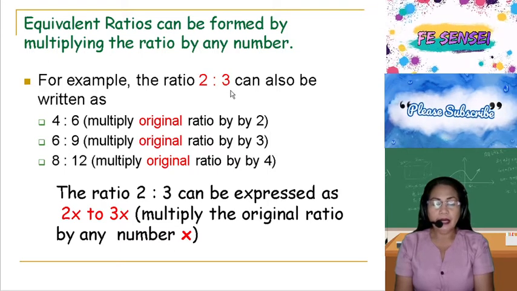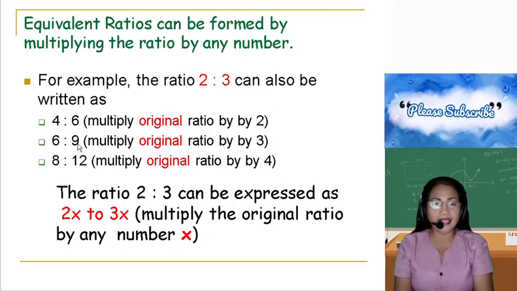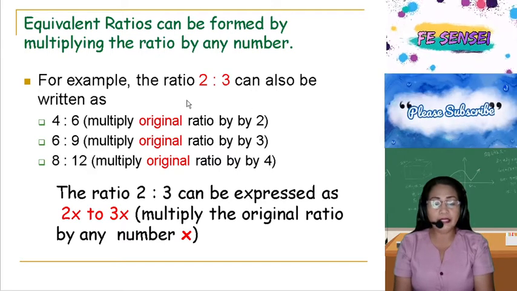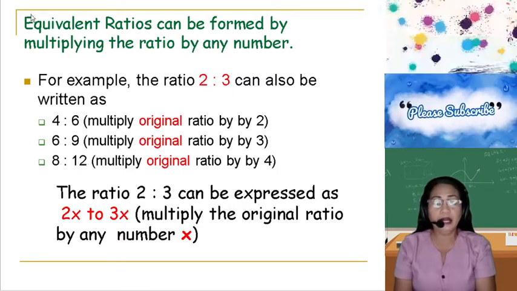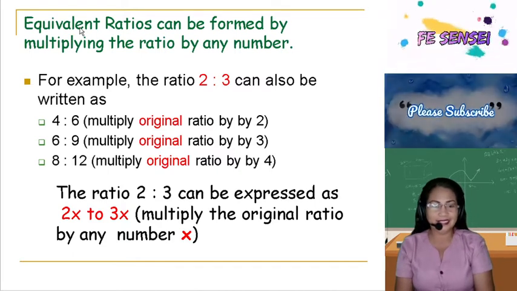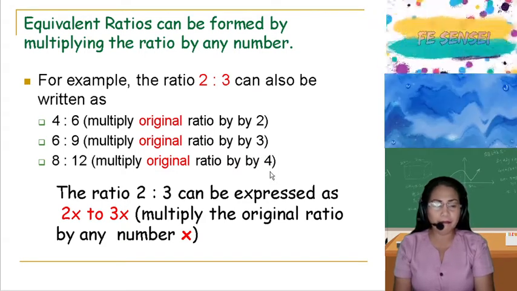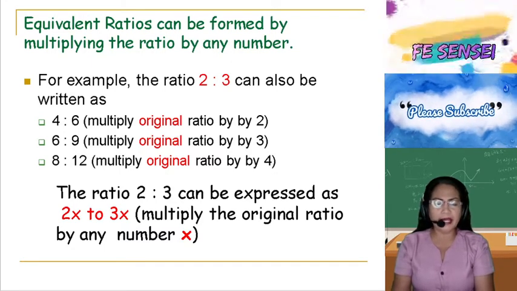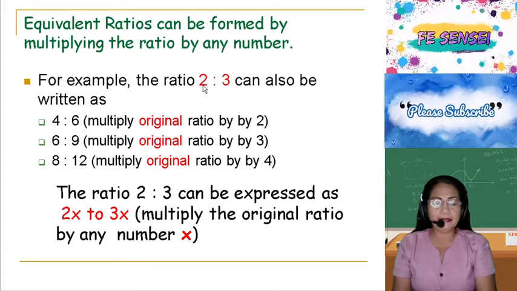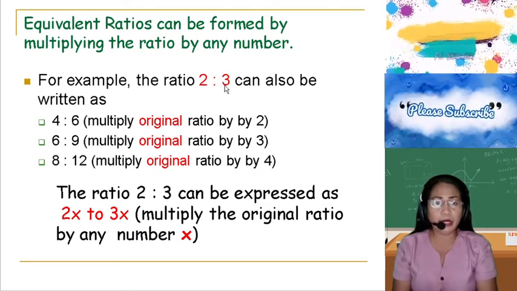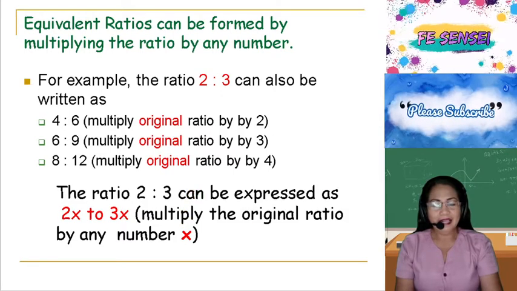Therefore, 2:3 is equal to 4:6, is equal to 6:9, is equal to 8:12. These three ratios are equivalent. 2:3, 4:6, 6:9, 8:12. They are called equivalent ratios. If you want to have more, then you can multiply 5, 6, 7, 8. Any number you can replace in x. But keep it in your mind, if you multiply the numerator by that number, you have to multiply it also to the second ratio.